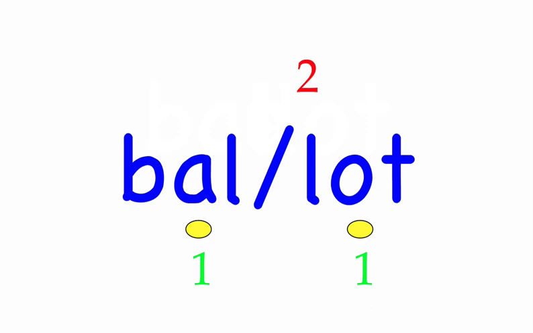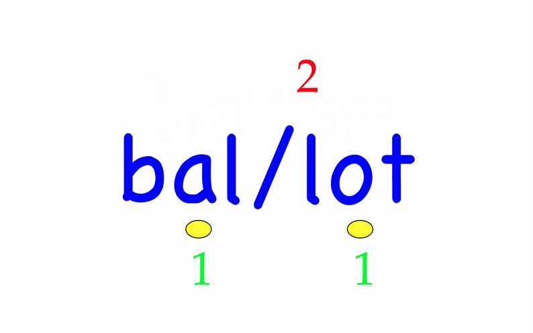Now, oftentimes when A is followed by L, followed by another consonant, the A will represent its extra sound, ah. But in ballot, it does not do that. So in this word, even though we have an A followed by an L followed by a consonant, the A here is representing its short sound.